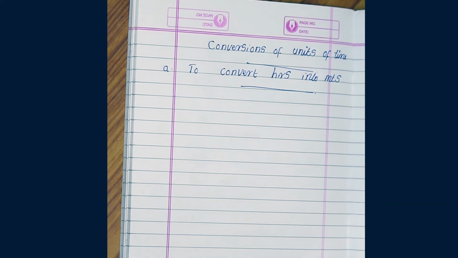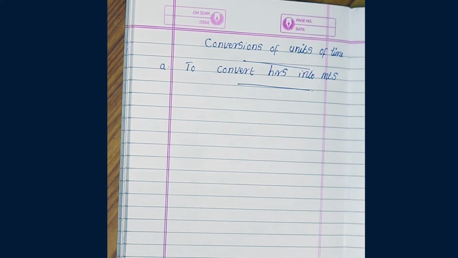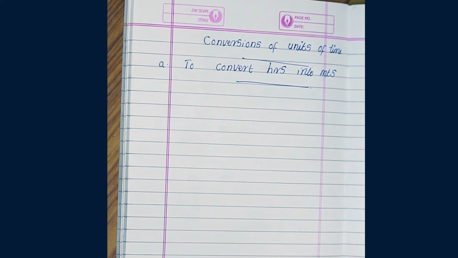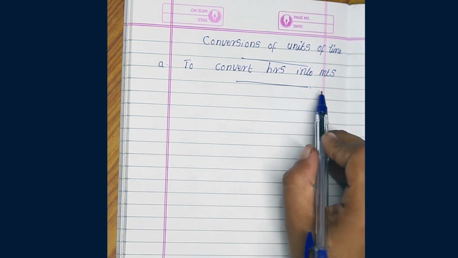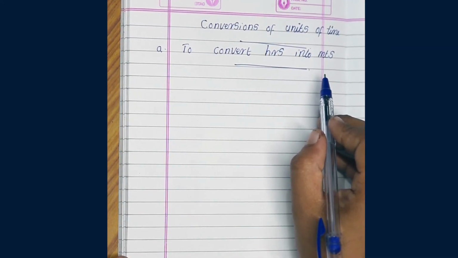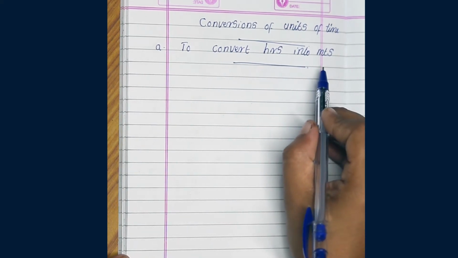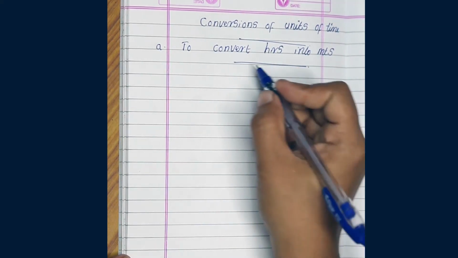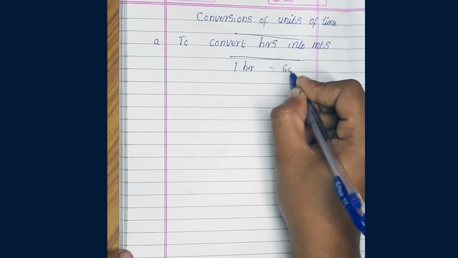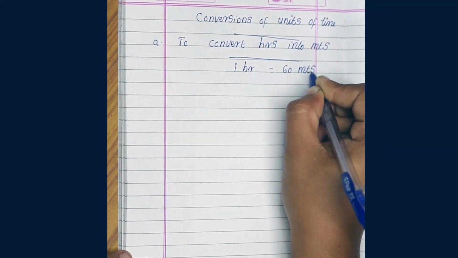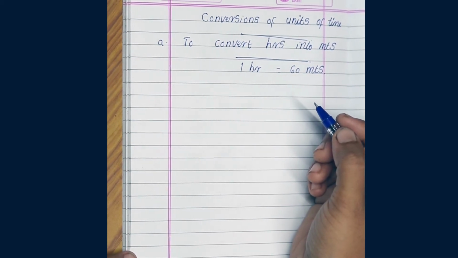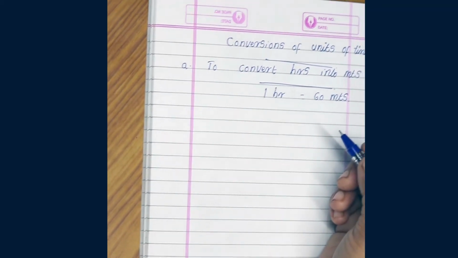Then our next heading is conversions of units of time. There are two methods to convert the units of time. Our first method is to convert hours into minutes, and our second method is to convert days into hours. So our first heading is to convert hours into minutes. We know that 1 hour equals how many minutes? Yes, 1 hour equals 60 minutes. So multiply the given number of hours by 60. This is converting hours into minutes.